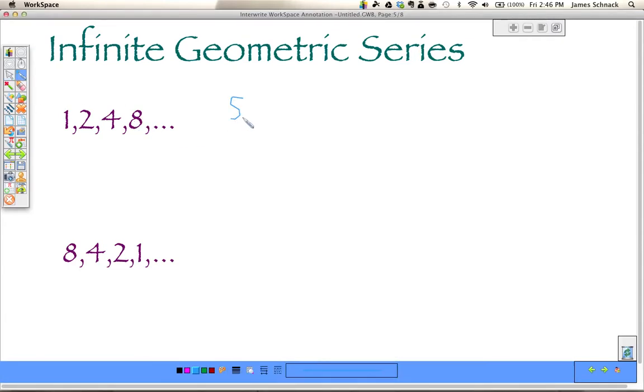Can you tell me what S sub 3 is? I certainly hope so. It's a matter of adding three numbers together. 1 plus 2 is 3, plus 4 is 7. Can we find S4? Well, 1 plus 2 plus 4 plus 8 is 15. Easy enough. Could you find S sub 50 for me?